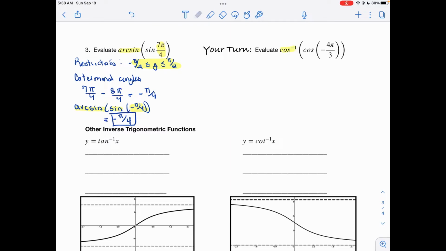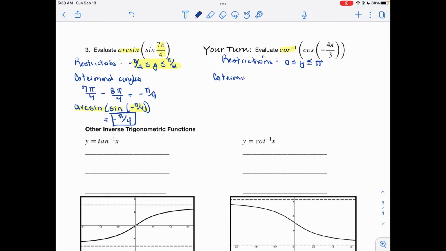Okay, so I notice I'm doing the inverse cosine and cosine. So we'll look and see if this will work out. First thing I've got to do is ask what the restrictions of the arc cosine function are. And that is between 0 and pi. So is negative 4 pi over 3 between 0 and pi? No, it is not.